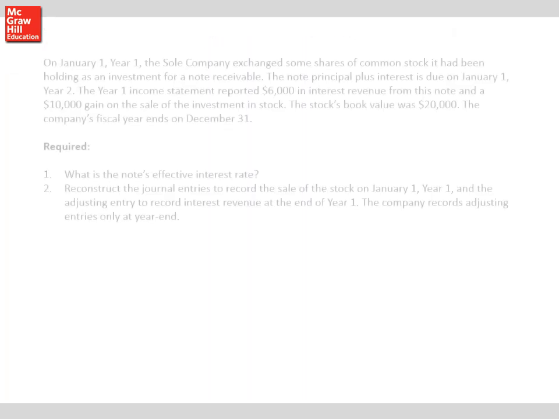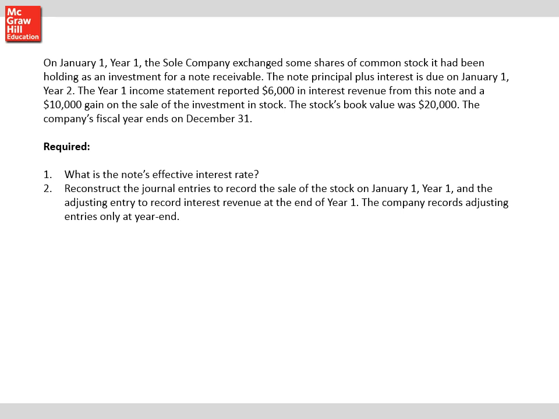Exercise 717. On January 1, year one, the company exchanged some common stock it had been holding as an investment for a note receivable. The note principal plus interest is due on January 1 of year two. The year one income statement reported $6,000 in interest revenue from this note and a $10,000 gain on the sale of investment in stock. The stock's book value was $20,000. The company's fiscal year ends on December 31st.